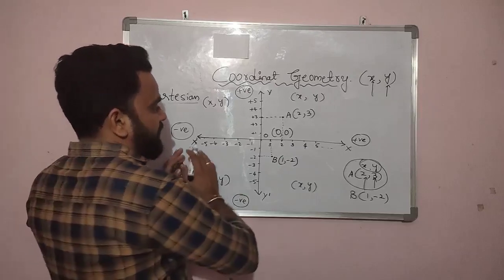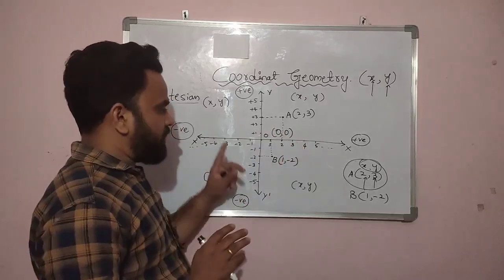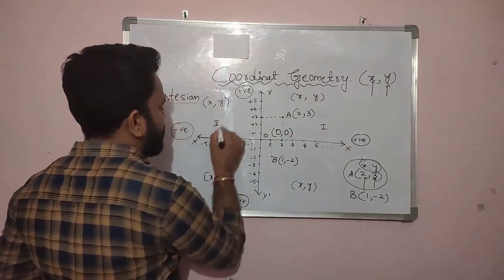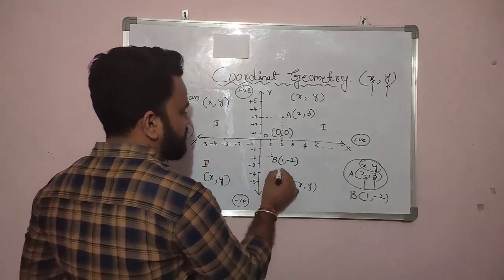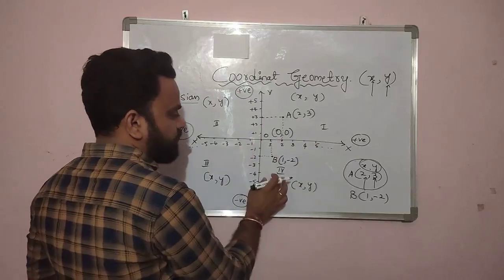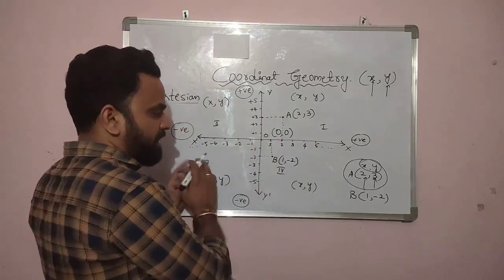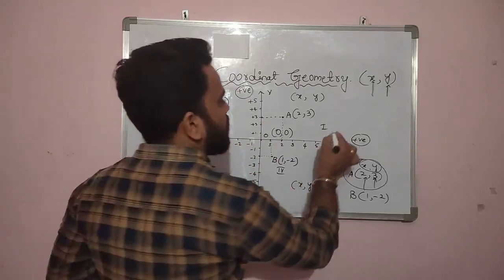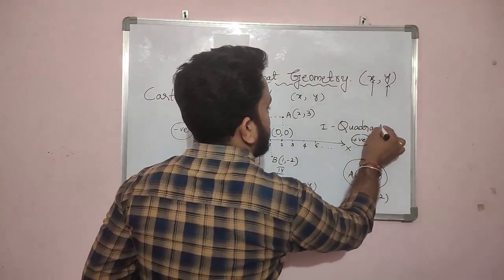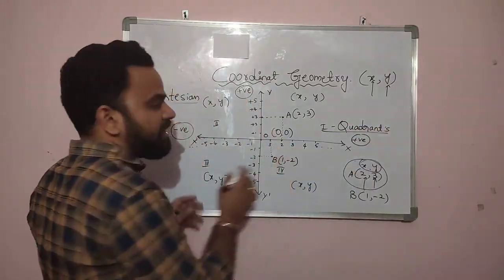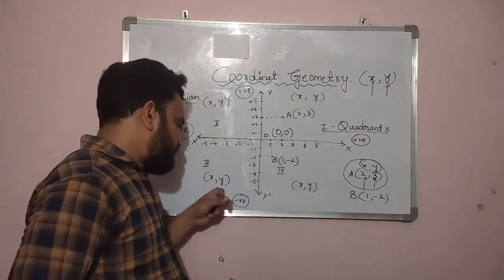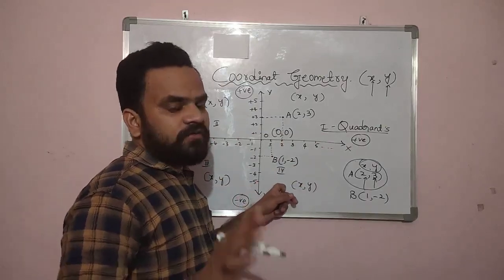Right? See, this entire plane is divided into 4 parts by horizontal and vertical lines. This is the first one, this is the second one, this is the third one, this is the fourth one. The entire plane is divided into 4 quadrants. In coordinate geometry, the entire plane is divided into 4 quadrants. This is the first quadrant, this is the second quadrant, this is the third quadrant, this is the fourth quadrant.